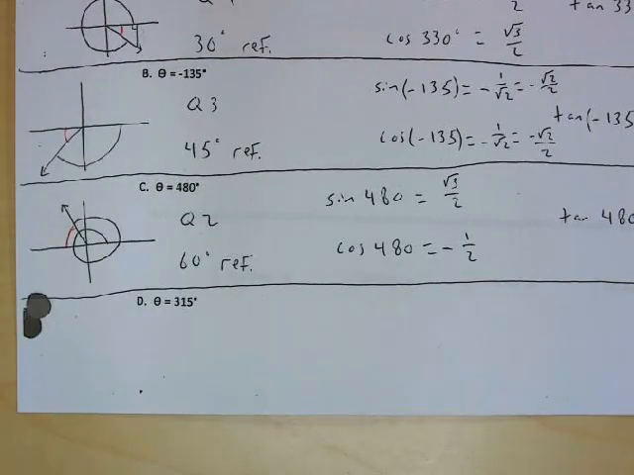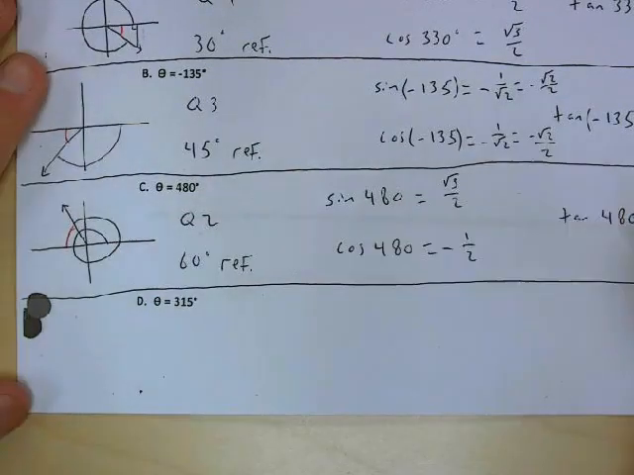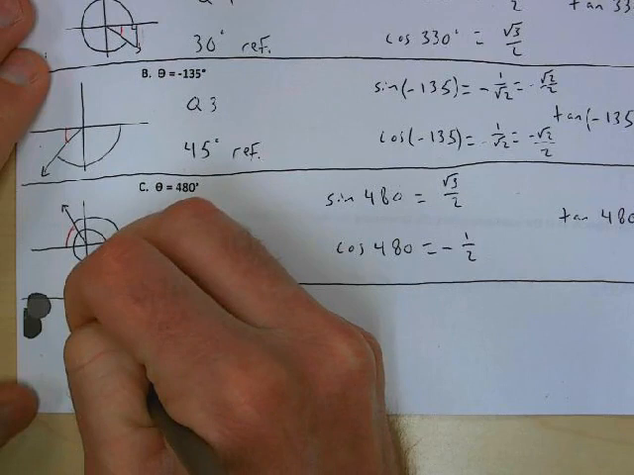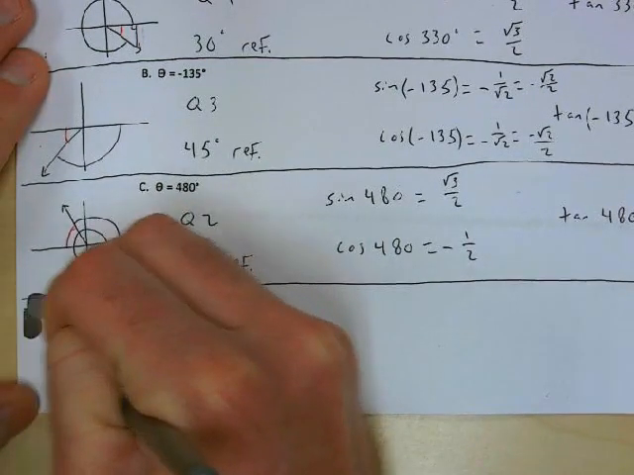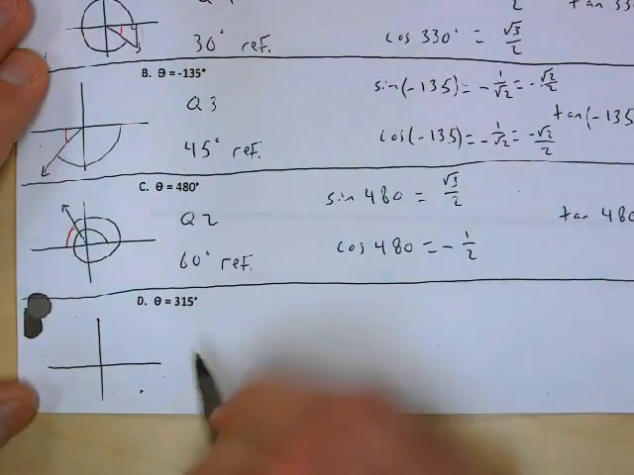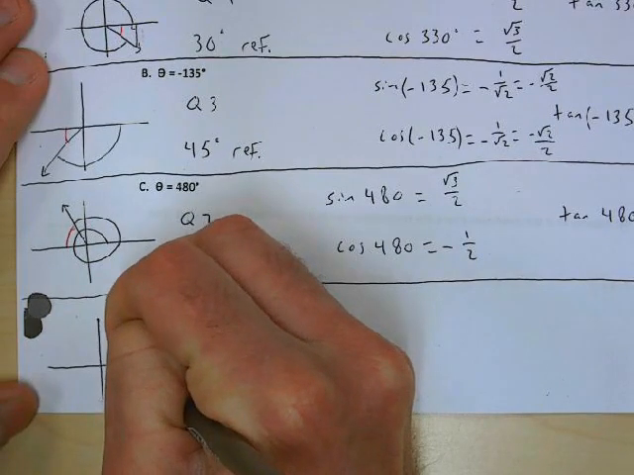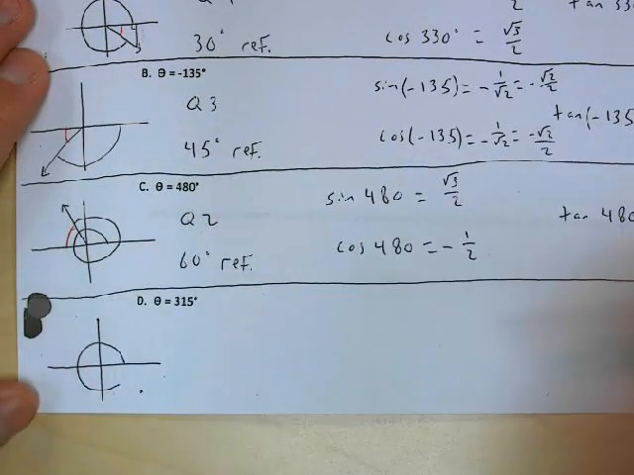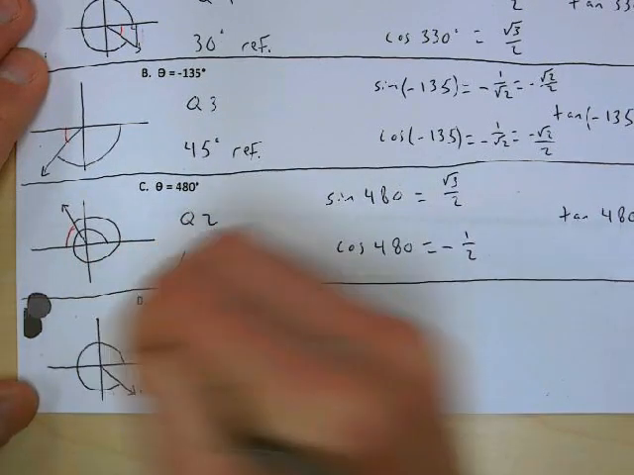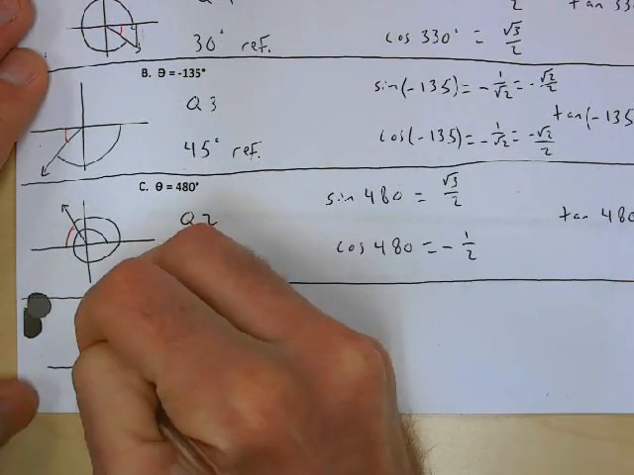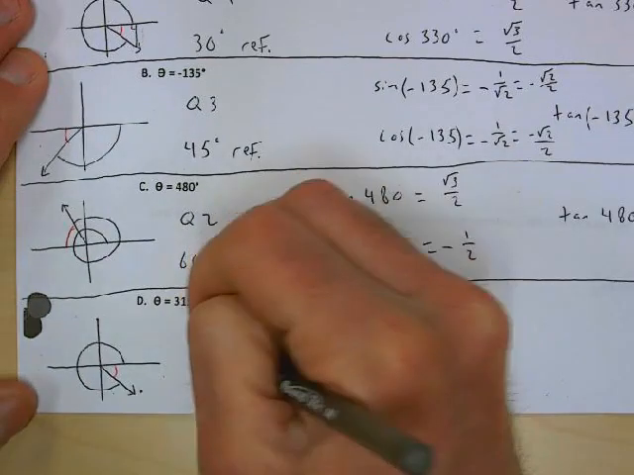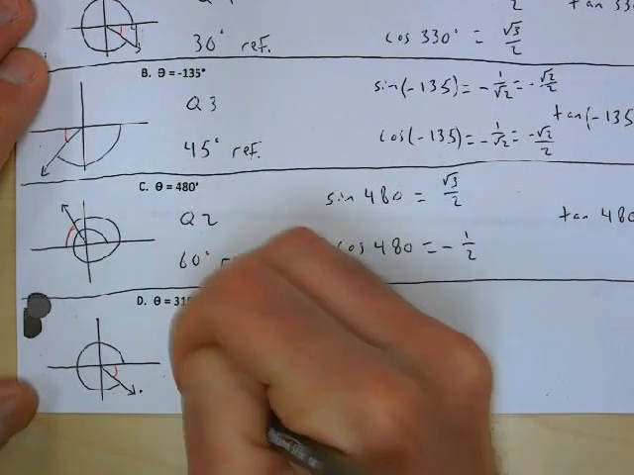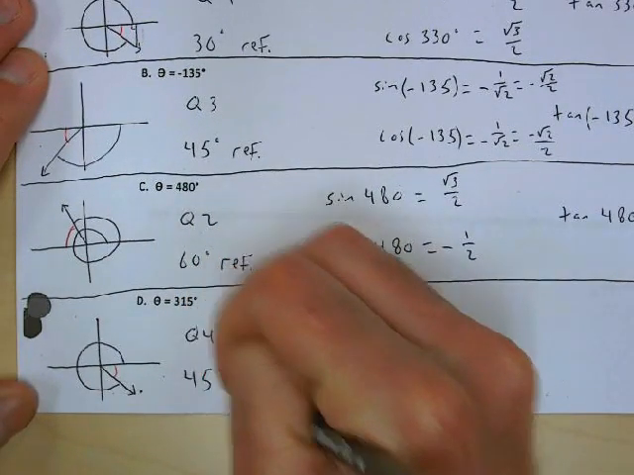All right, and then the last one, 315 degrees. If we rotate 315 degrees, well, first of all, what's that going to look like? Okay, so let's see. This is 90, 180, 270, and then 315 would be 45 degrees past that, which leaves us with a 45 degree reference angle. So we're in quadrant 4 with a 45 degree reference angle.